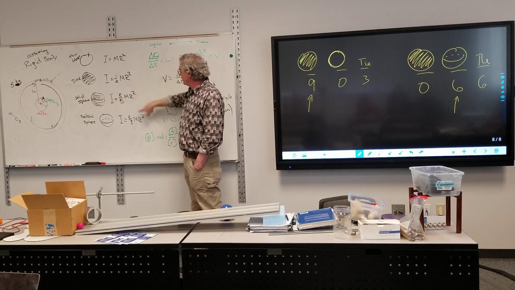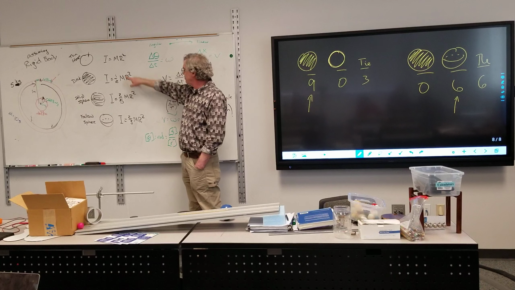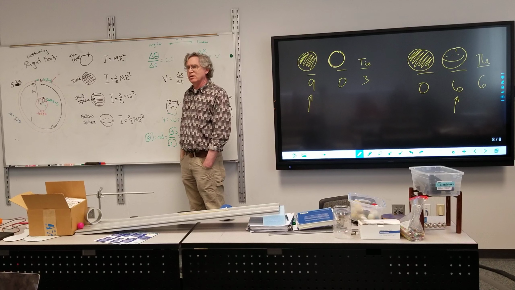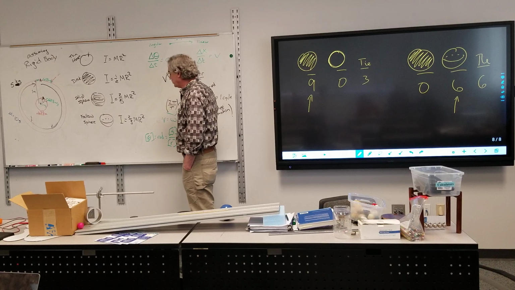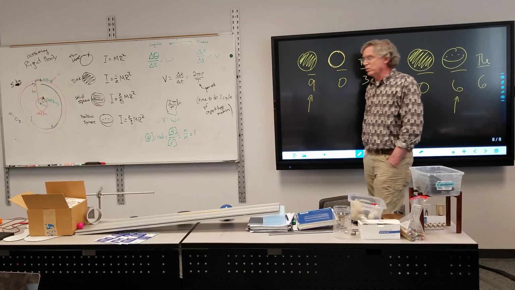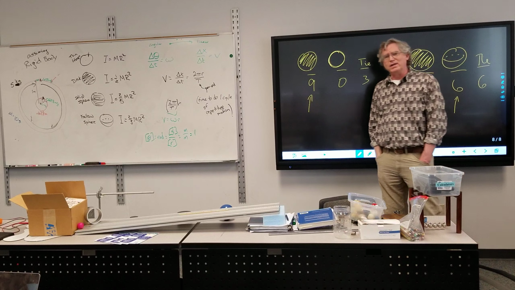When I did thin hoop versus hollow sphere, I was wondering, is that an implied 1 right there? Yes, there's an implied 1 there. Okay. And it turns out it is. The smaller number is going to win. Okay. Why?